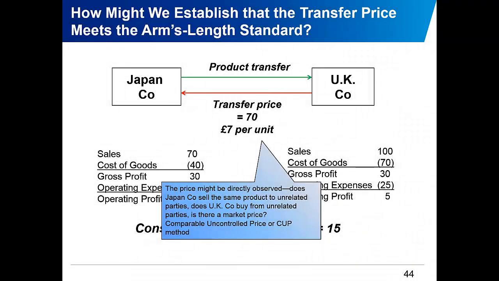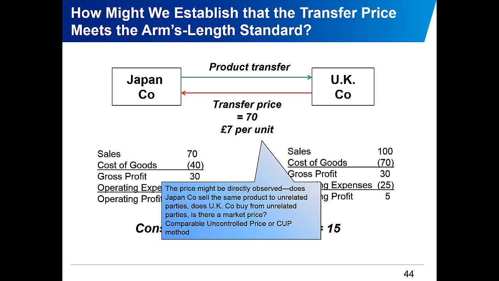Well, the first approach to establishing that the £7 per unit is meeting the arm's length standard, or that price that would have been charged between two parties who were not related to one another in a similar transaction, is to look directly and to ask the question, do we ever observe the sale of this same item? Let's just call it widgets for now for convenience sake. Does anybody else sell widgets? And if they sell those widgets, do they sell them at £7 per unit?